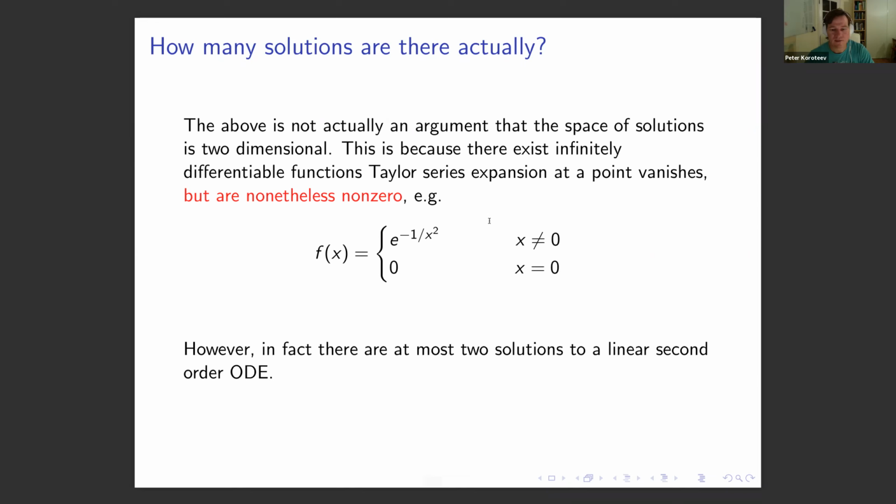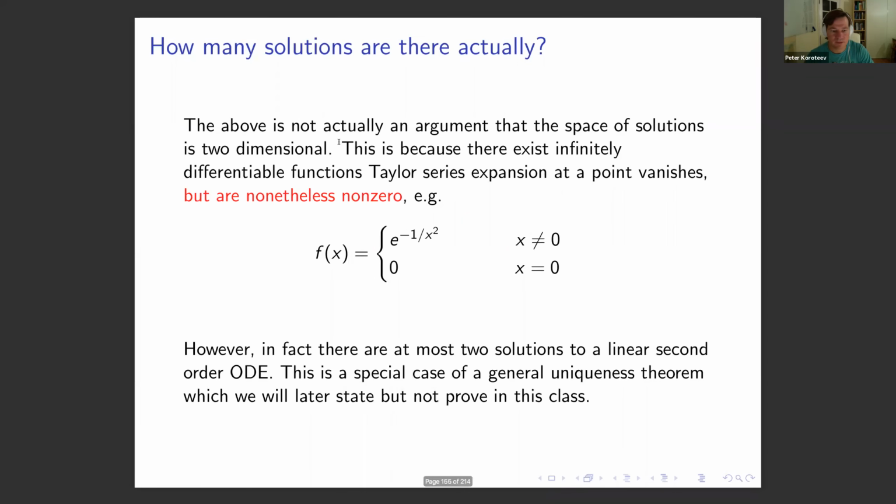However, in fact, there are at most 2 solutions to a linear second order ODE. ODE stands for ordinary differential equation. So this fact is true, that the space of solutions is two-dimensional, but it's not because of what we said in the previous slide. In fact, it's a special case of a general uniqueness theorem, and we'll prove it later in the following videos.